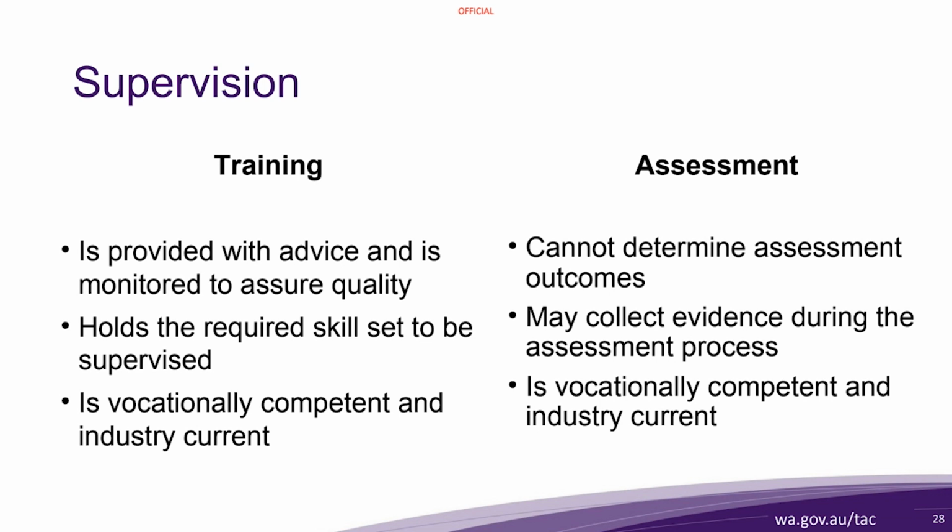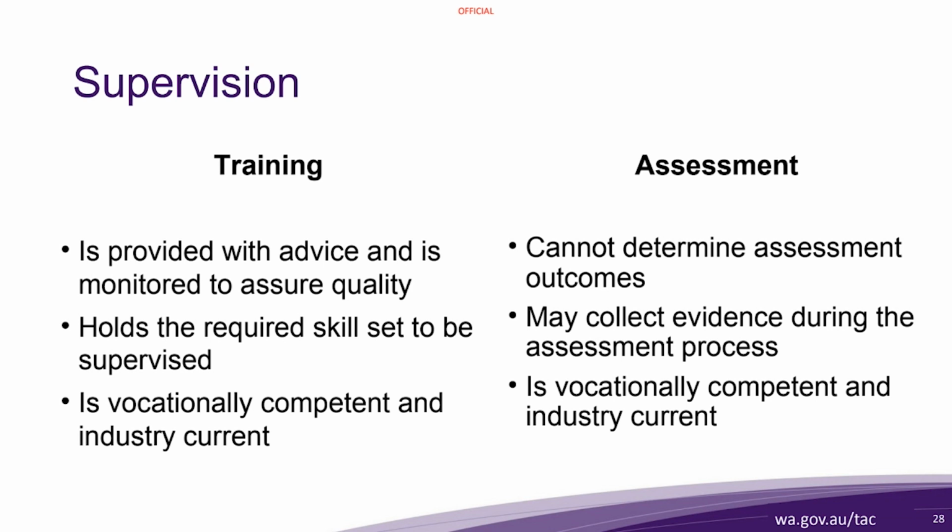And so when it comes to training, this person is provided with advice and is monitored to assure quality. So the supervisor provides advice on how training materials could be managed and on how the training materials are delivered and monitors them to assure quality. You need to have a skill set to be supervised, and so fundamentally the standards do require that you have the enterprise trainer presenting skill set, but fundamentally if you don't have some skill set to work with, you can't even perform as a trainer.